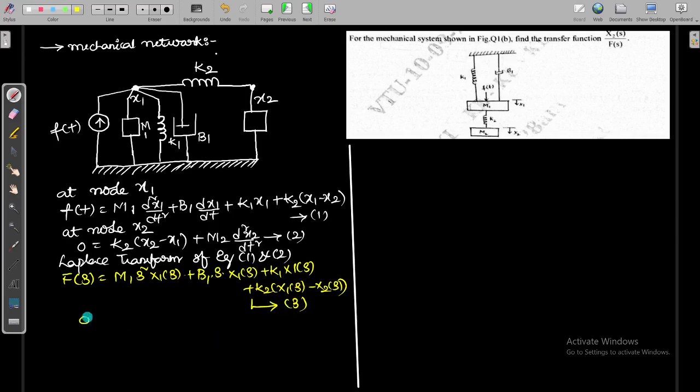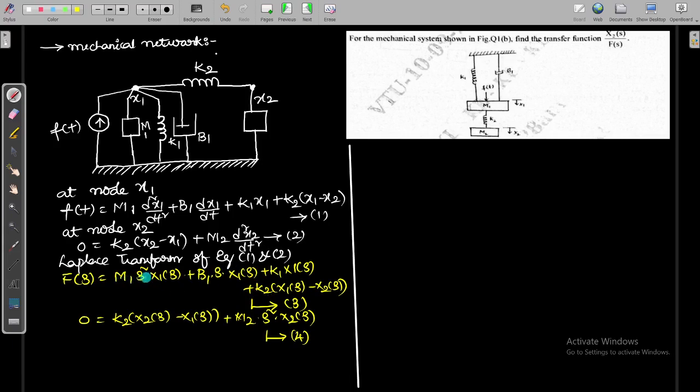Next, for the second equation, if you apply the Laplace transform, we get k2 into (X2(s) minus X1(s)) plus m2 s² X2(s). So this is equation number 4. Equations 3 and 4 are the Laplace transform equations of the given system. So what is our target? You have to eliminate this X1.